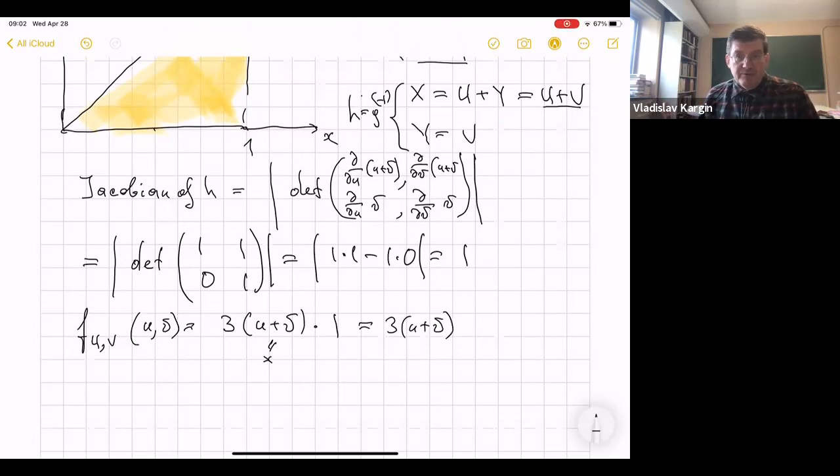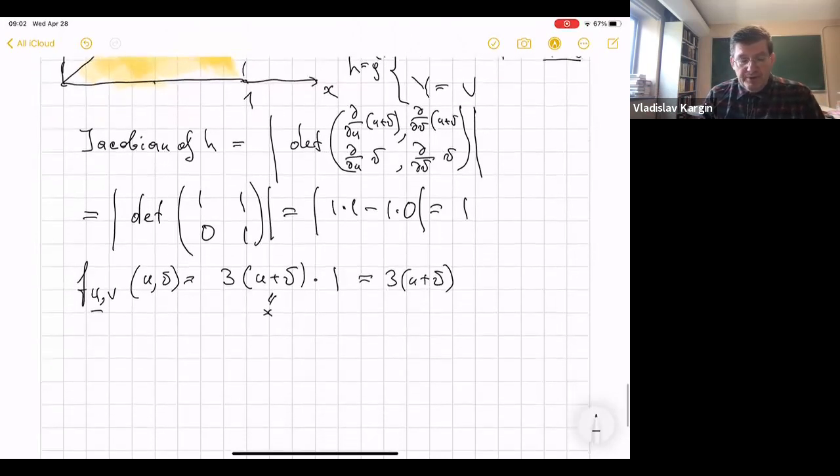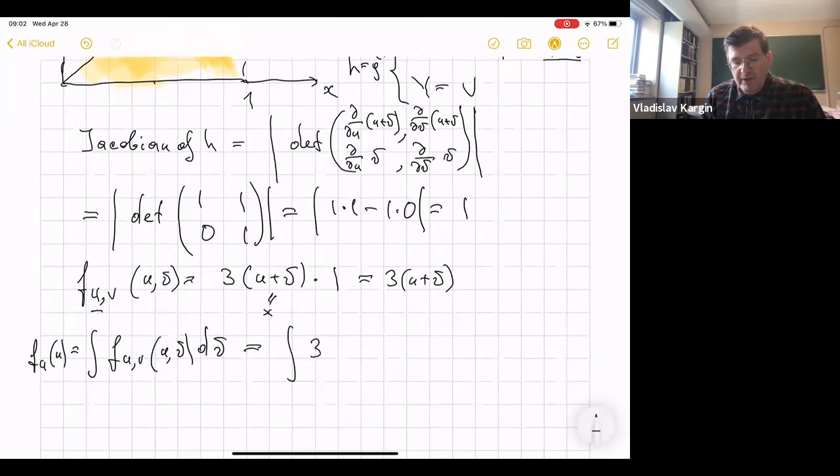This is great. This was very easy to compute, except that we don't really want this thing. What we want is the marginal density. We want the density of u, not the density of u and v together. And so we will need to write that f of u is equal to the integral of this f_{U,V}(u, v) over dv. So we're integrating out this. So it's equal to the integral of 3u plus v over dv.